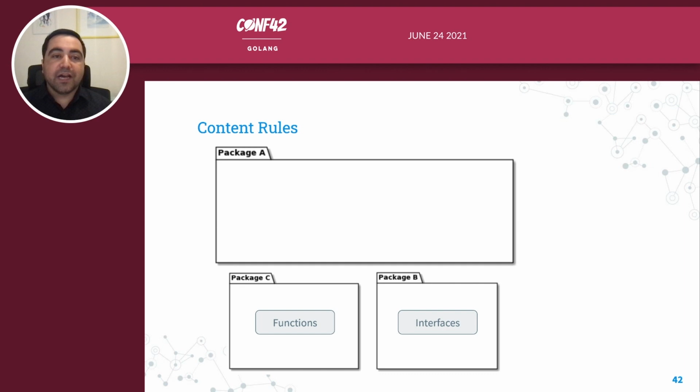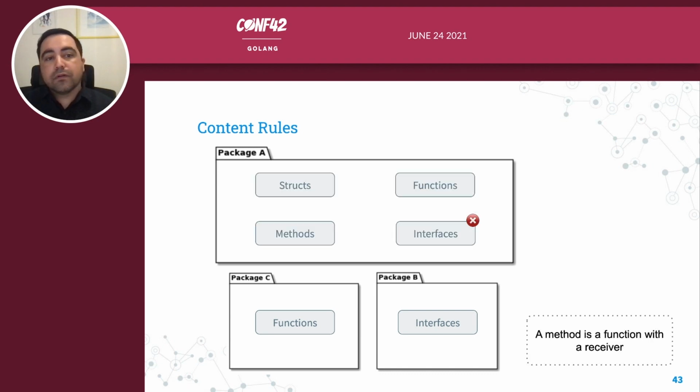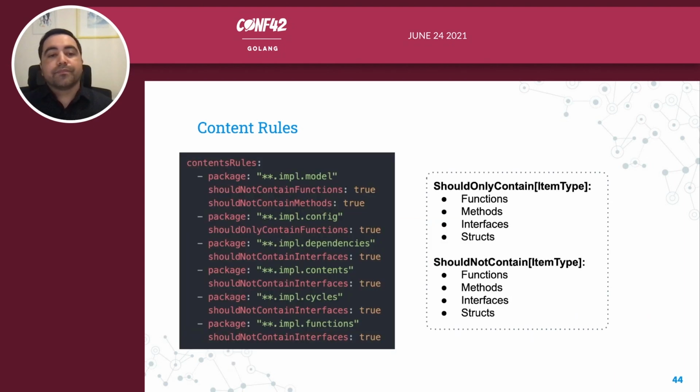So, if a developer creates a structure inside package B, the evaluation process will fail. In the case of package A, it accepts declarations of structures, functions, methods, but does not allow interface definitions. All of these cases can be modeled in ArcGo. As we can see, it's very simple to model.